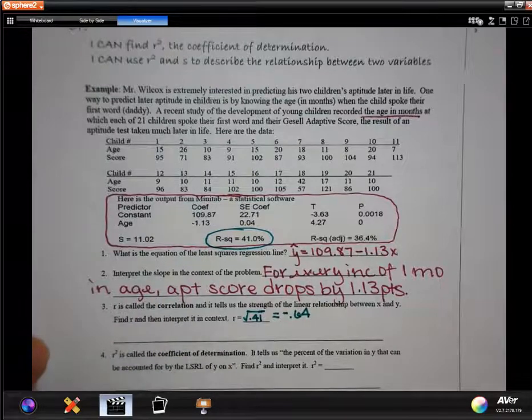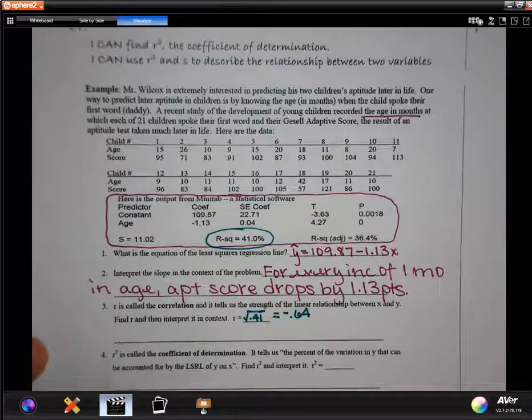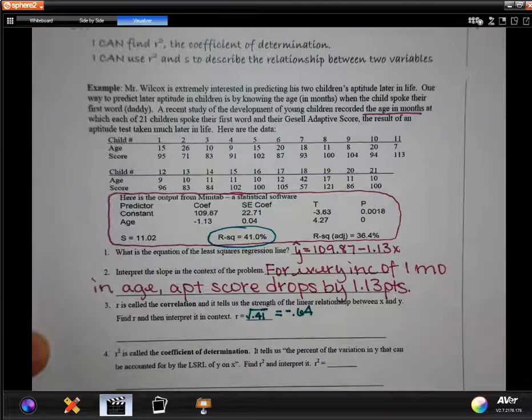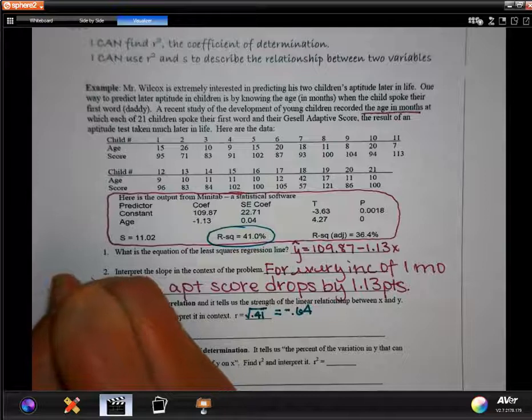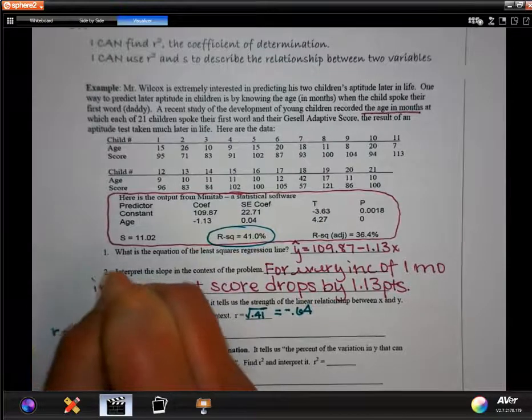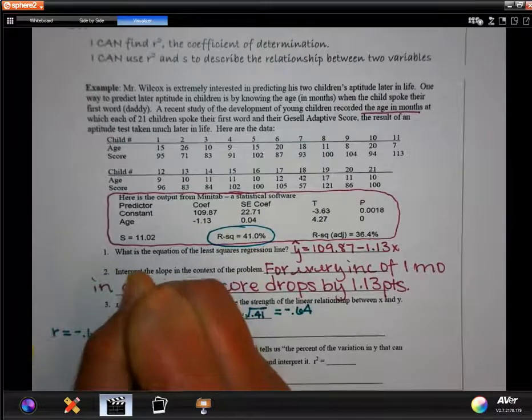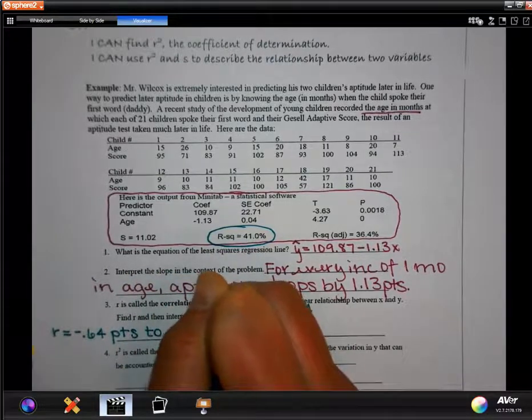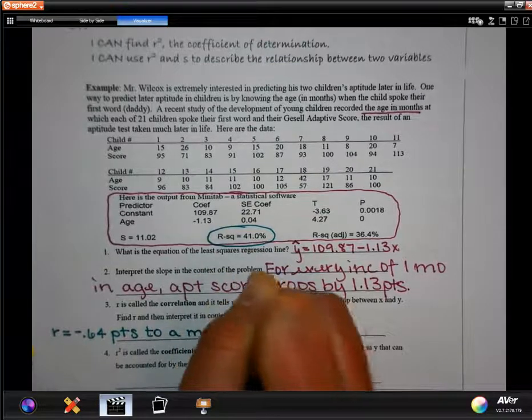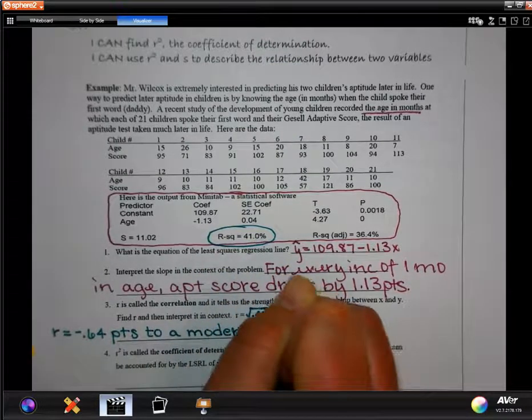Anybody remember how to interpret R? That was like a week ago. Moderate? That's what, moderate strength, I think is what you said? I did use the word moderate. It's not really strong and it's not really weak, because it's in the middle. So R equals negative 0.64 points to a moderate, negative, linear association.